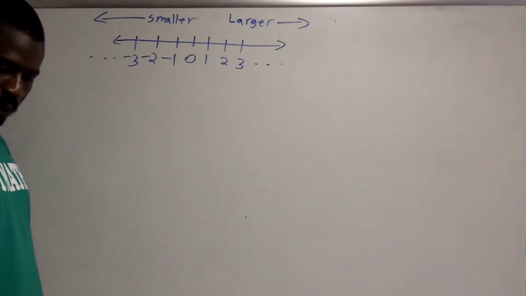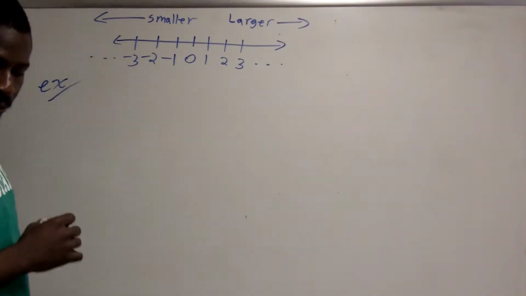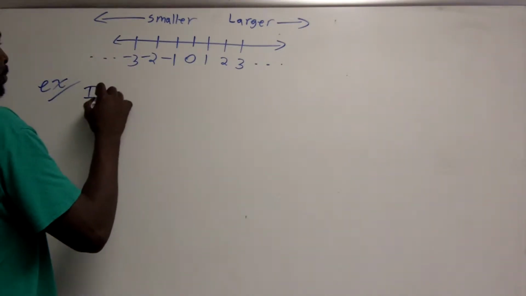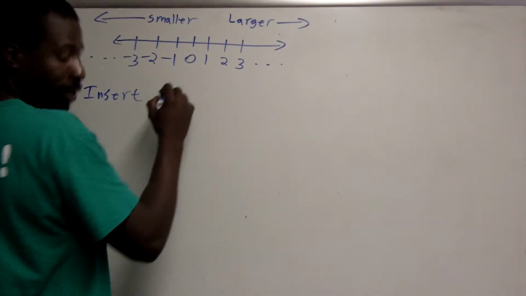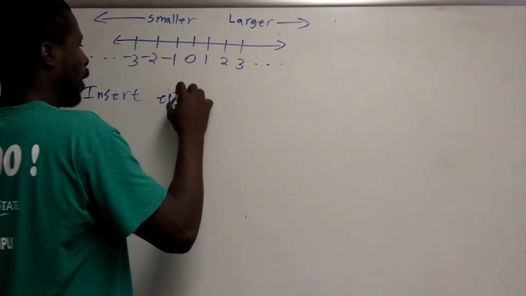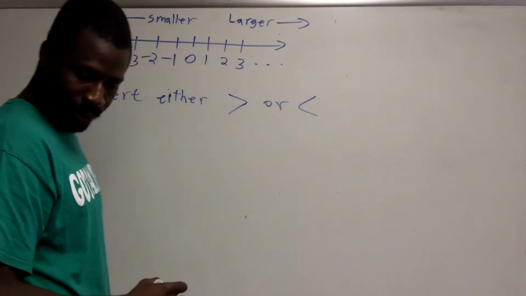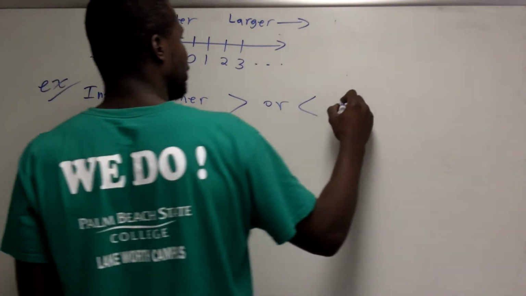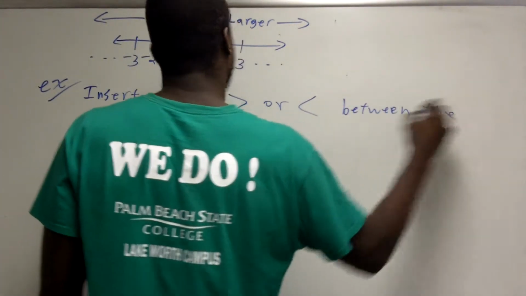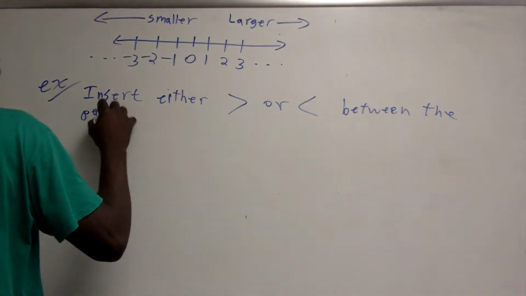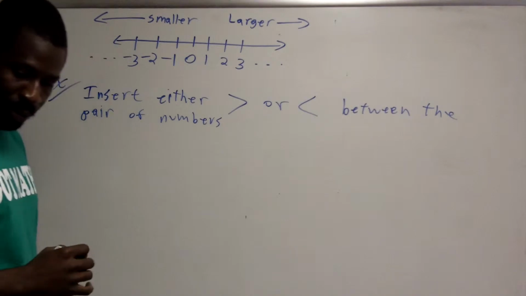So what we're going to do is look at problems such as this. Insert either the greater than symbol or the less than symbol between the pair of numbers to make a true statement.